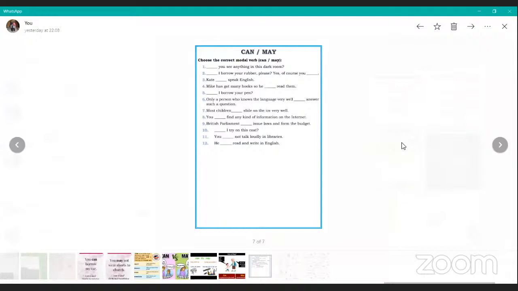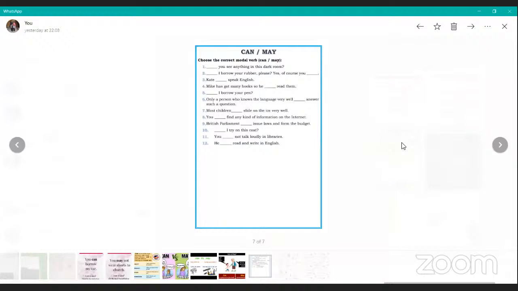Right. Can and may. Choose the correct modal verb using can and may. Now, we have learned something, right? So you have to fill in the blanks using can and may. We learned how can is used, and how the modal verb may is used. Now you may write the answers.